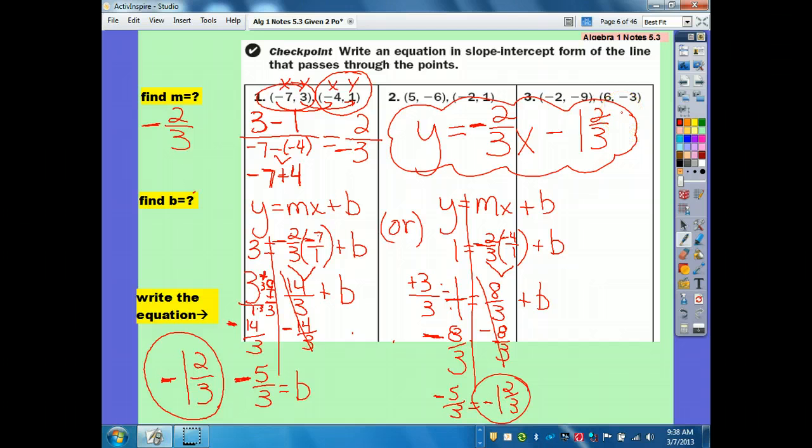Question? All right. Number 2. This half of the room, you do 5, negative 6. This half of the room, you do negative 2, 1. We'll see what we come up with.